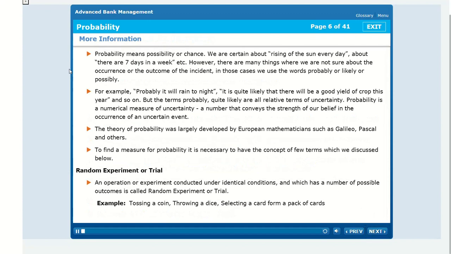Probability means possibility or chance. We are certain about the rising of the sun every day, and that there are 7 days in a week, etc. However, there are many things where we are not sure about the occurrence or the outcome of the incident. In those cases we use the words probably, likely or possibly.